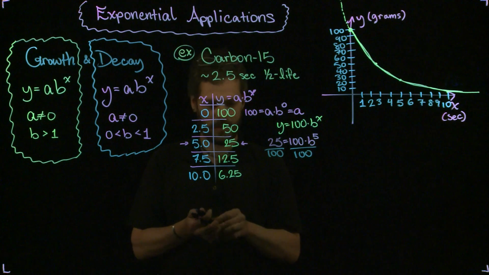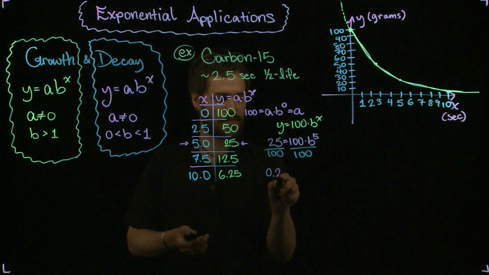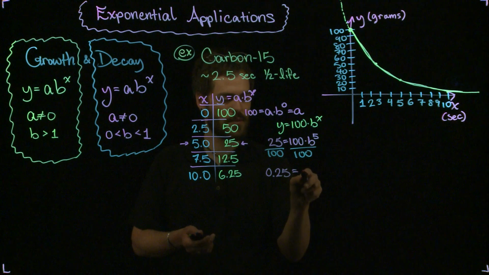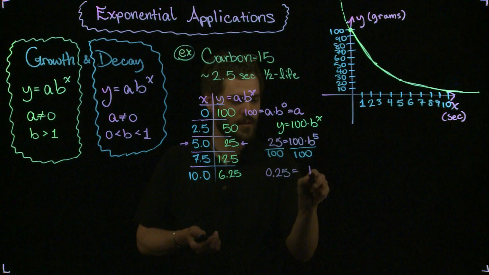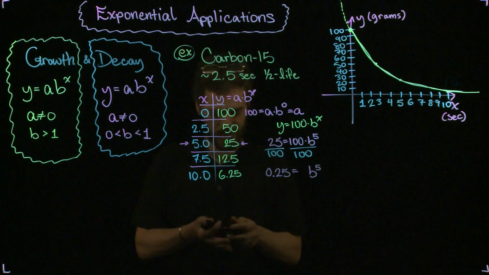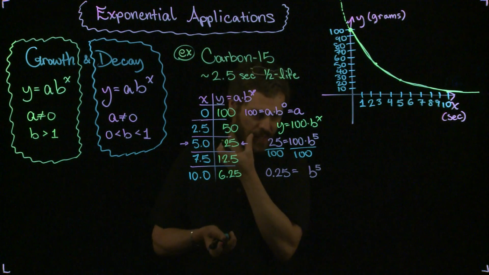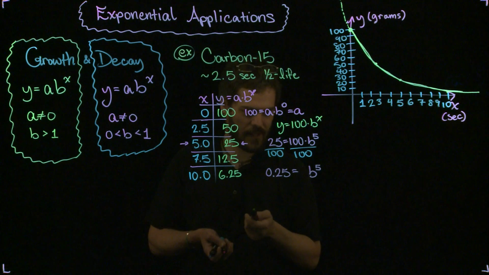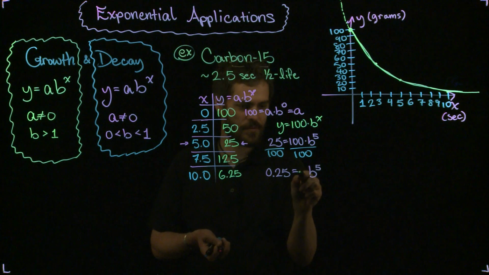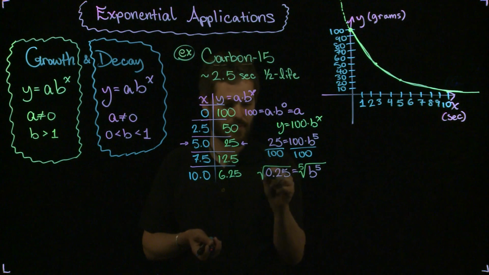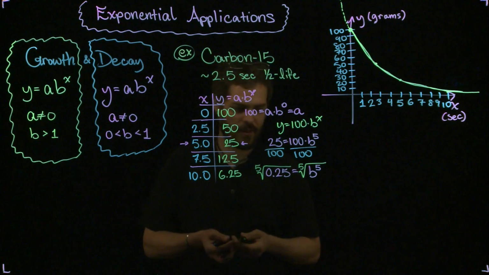Okay. So that gives me 0.25 is equal to b to the 5th power. I left a little space there on purpose because if I want to get b by itself, I'm going to have to take the 5th root. And I'll do that to this side as well, the 5th root of 0.25.